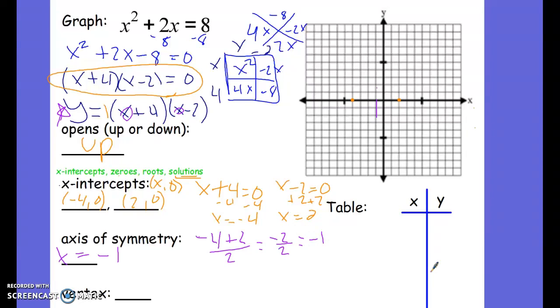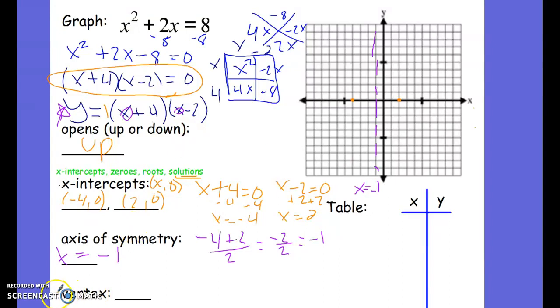The other way to find our axis of symmetry is to look at our intercepts or our solutions and find halfway between them. So it looks like right here, this line is halfway between them. And if you notice, this line that I'm tracing or putting a dashed line over, that is the line where x is -1. So it doesn't matter which way you use to find your axis of symmetry, you'll end up with the same answer.